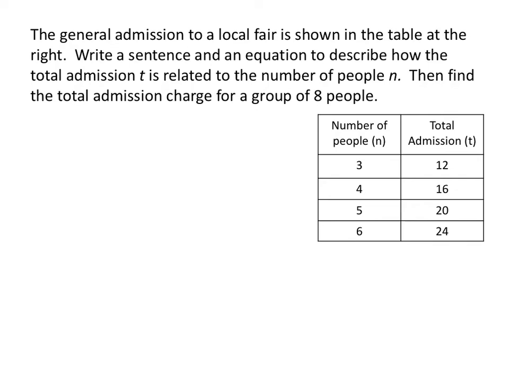The general admission to a local fair is shown in the table at the right. We want to write a sentence and an equation to describe how the total admission T is related to the number of people N. Then I want you to find the total admission charge for a group of 8 people. So go ahead and pause the video and see if you can figure this one out on your own.